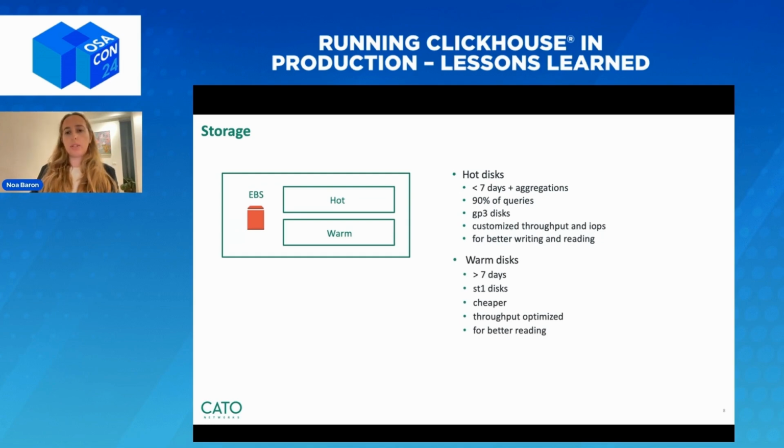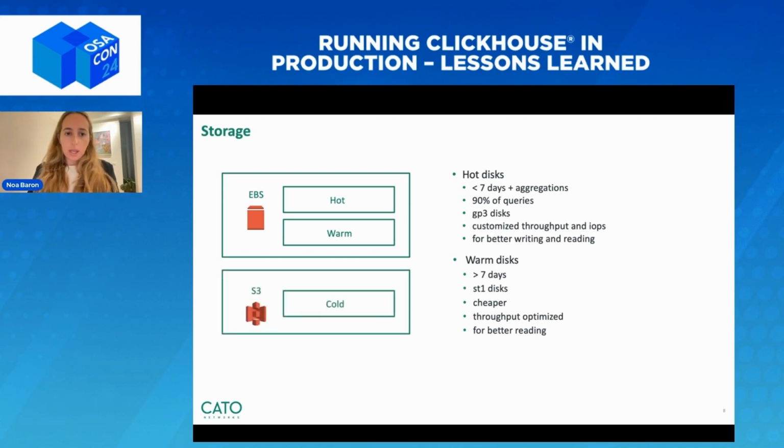For that, we use Amazon ST1 disks, which are cheaper than the hard disks, and they are throughput optimized for better reading of large chunks of data. And just recently, really recently, we added an additional layer of storage, which is the cold layer on S3. And here we were able to get a 50% cost reduction on this storage, which holds the main portion of data that we have in ClickHouse, with a very reasonable performance degradation. So now we have the option to use this layer as well, which we are currently rolling out in production.